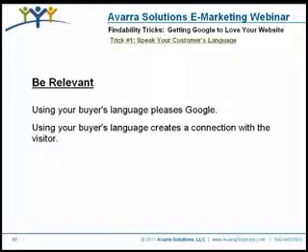The big thing about being relevant, we mentioned about Google. Google wants relevant. So being relevant, using your buyer's language, is being relevant to your buyers. So that's obviously going to please the Google algorithms. And also using your buyer's language is going to create a natural connection with your visitor. So if your visitor is searching on specific words and they find you and on your website you're using those same words, there's an instant connection. There's a resonance there. So that's all about being relevant and using language.